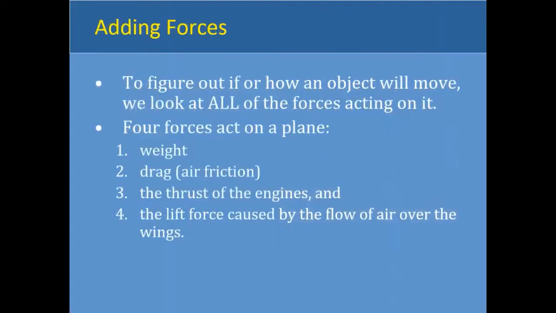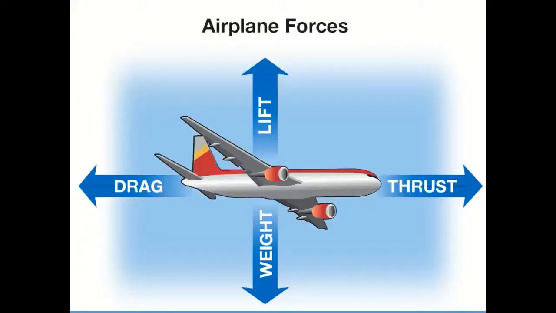All right, so I want you to think about adding forces like when we were doing our vector voyage, or adding vectors. I'm going to show you a diagram of a plane, and we're going to talk a little bit about this. The 4 forces that act on the plane are weight, drag, which is a form of air friction or air resistance, the thrust of the engines, and then the lift force, which actually causes the air to flow differentially over the wings and under the wings, making the plane go upward. This is what those forces look like.